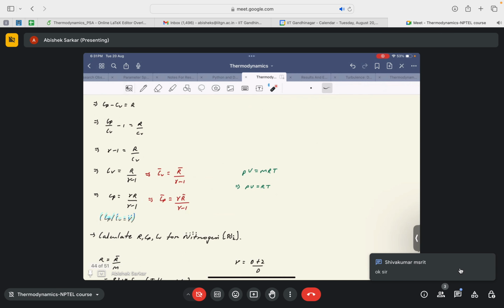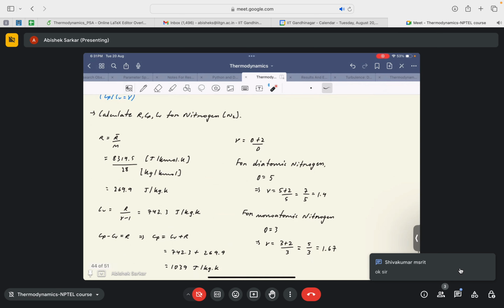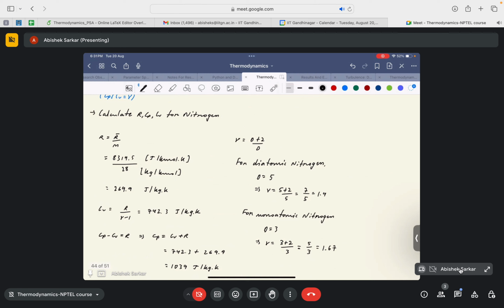Thank you so much. There is one example taken by Professor Anand, where he found the values of R, Cp and Cv for nitrogen. He didn't specifically mention whether it was diatomic or monoatomic. So we need to find the values of R, Cp and Cv for nitrogen. R is the specific gas constant, so it will basically be R bar divided by the molar mass of nitrogen. The molar mass of nitrogen is 28 kg per kilomole. If we evaluate it, we get R equal to 269.9 joule per kg Kelvin.